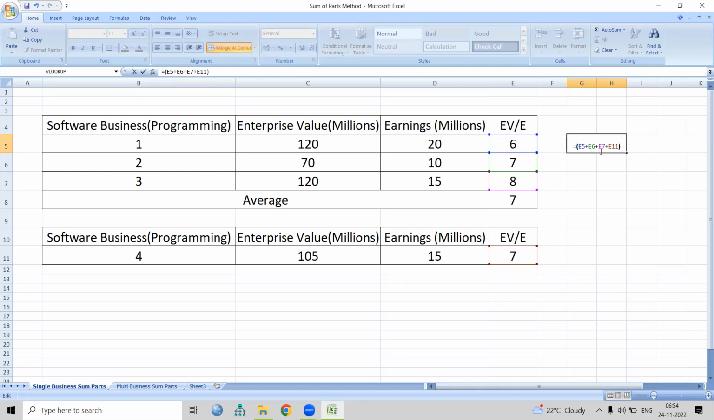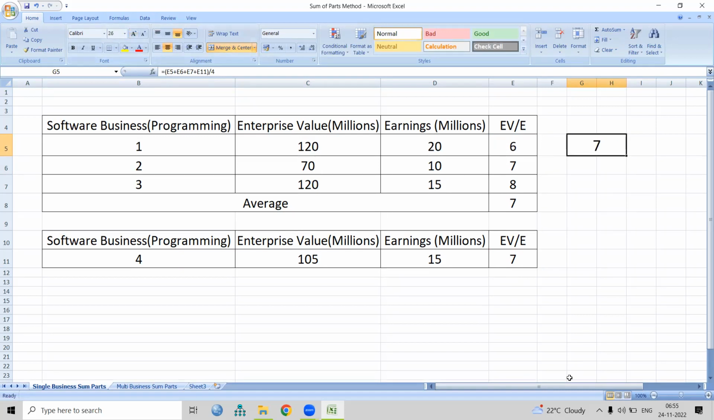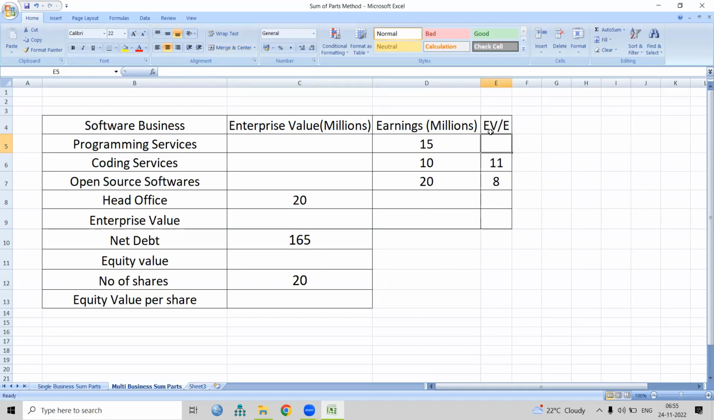Correct now? So what do we do? We divide this with the average, that is basically 4 divisions. So it is E5 plus E6 plus E7 plus E11, divided by 4. So what is the average value here? The average value is 7, right? Enterprise value to earnings is 7 times. So let's come back to the multiple business sum of parts method. EV to earnings is 7 times.